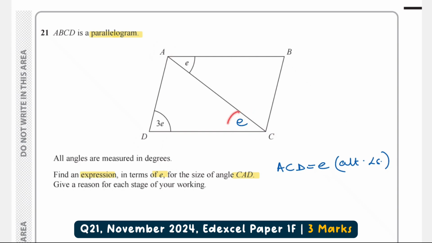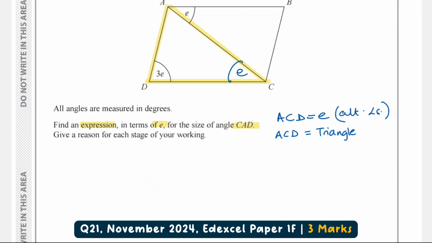So now that we know that this angle here is E, it's not difficult to find this angle. If we look at this, you can see that this is a triangle. ACD is a triangle. So I'm going to make a note of that because we need to use this fact. So we're talking about the shape now, this shape ACD is a triangle. So we're going to use the fact that angles in a triangle add up to 180. So I'm going to add this angle, and then take it away from 180 to find the missing angle CAD.